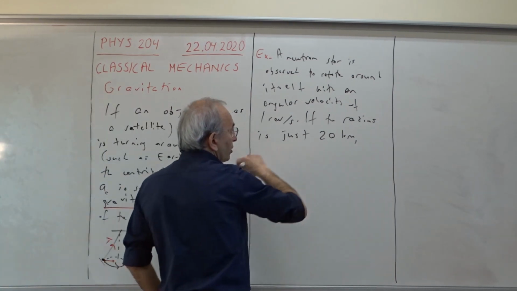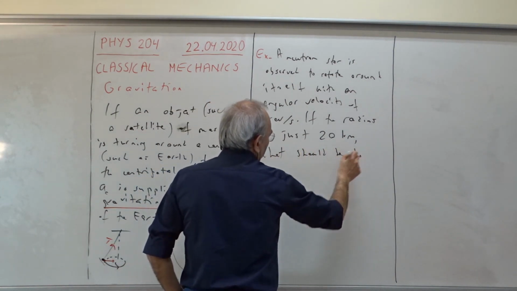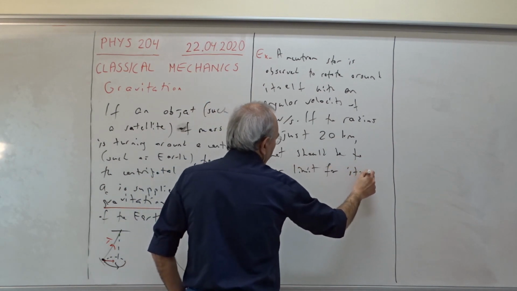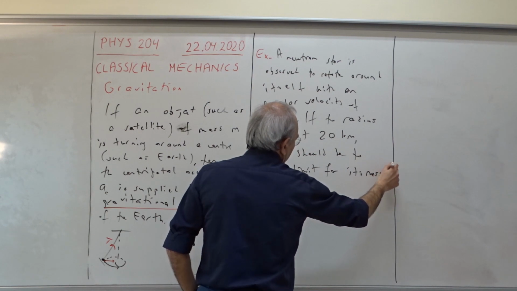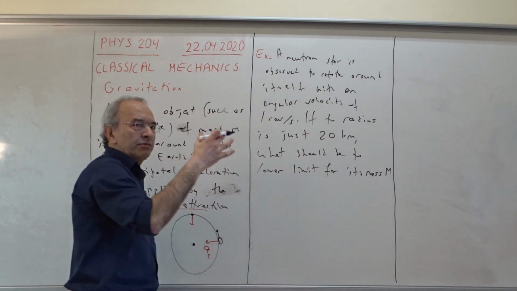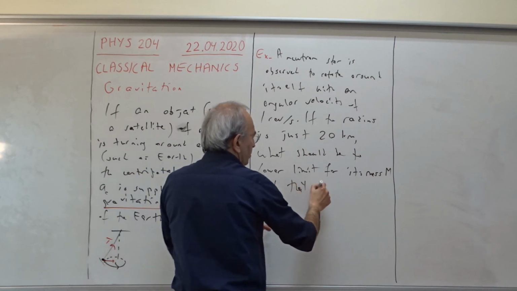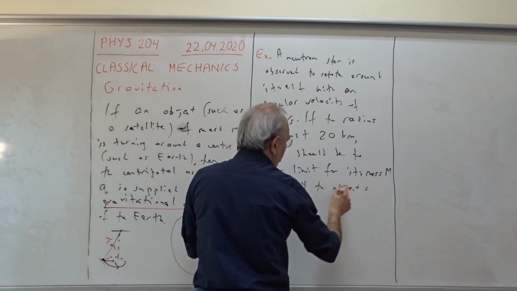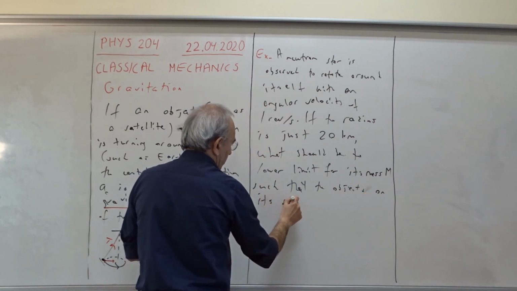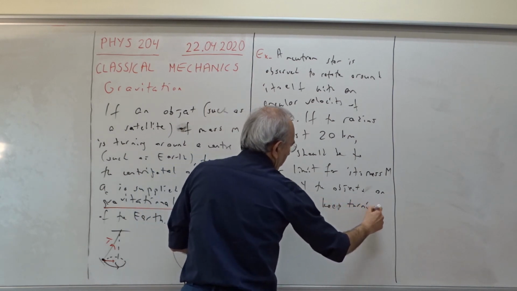If the radius is just 20 kilometers, what should be the lower limit, the minimum value for its mass, capital M, for instance, such that the objects on its surface keep turning with it?